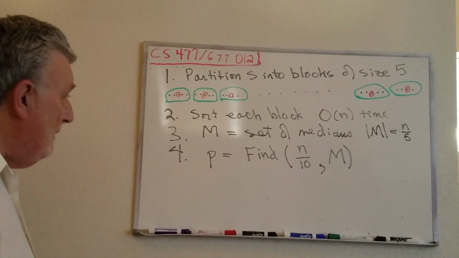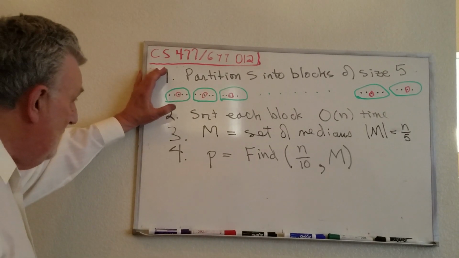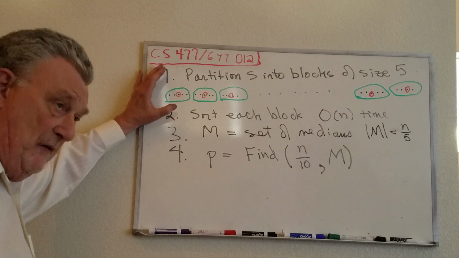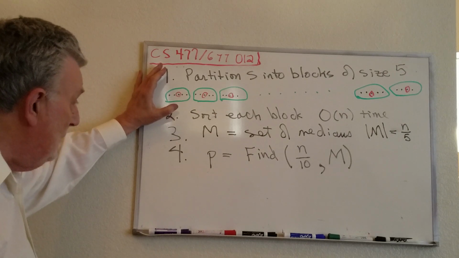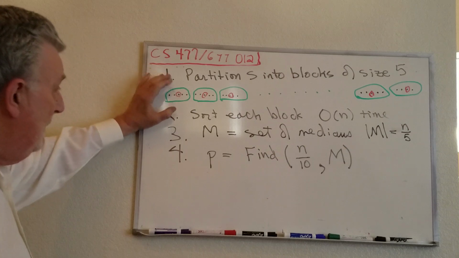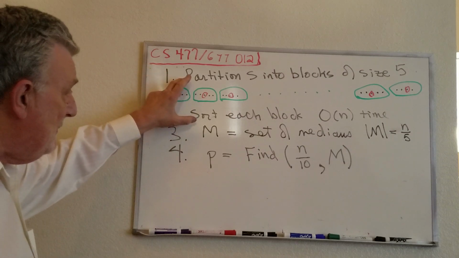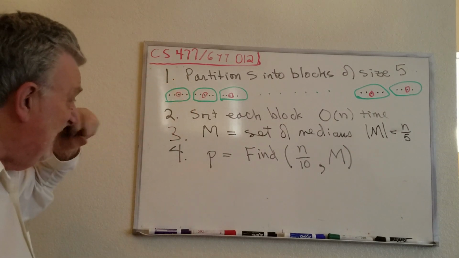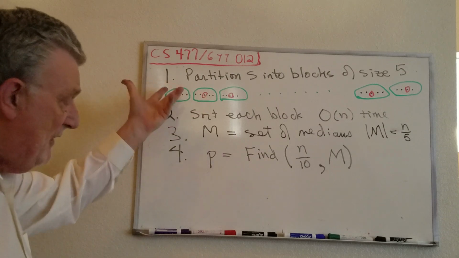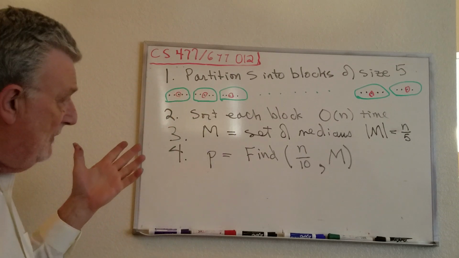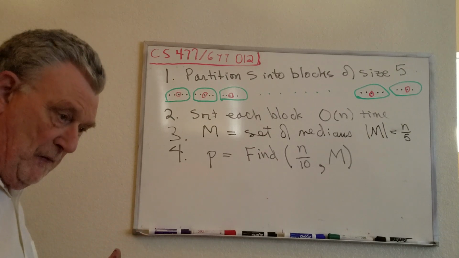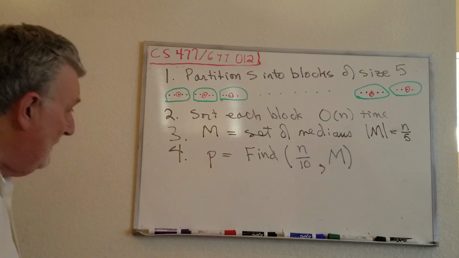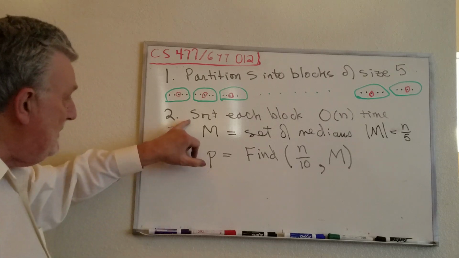All right, now the step goes like this. This is the median of medians method of choosing the pivot. First, partition S into blocks of size 5. Now, actually, since n might not be a multiple of 5, there'll be a block left over, which is of size 5, 4, 3, 2, or 1. I drew it as 4. Now, you sort each block.